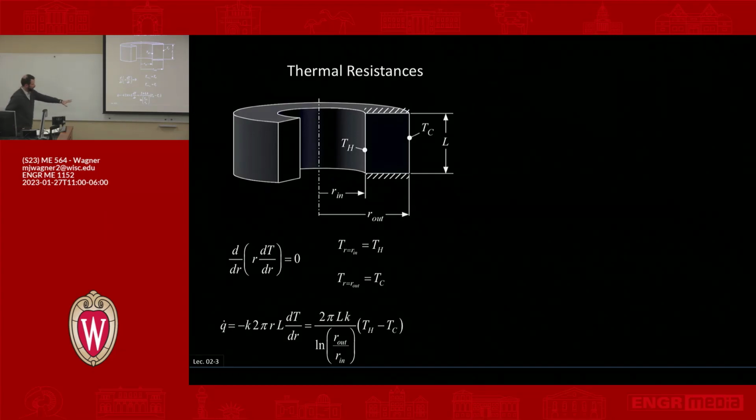We just decided that this is the heat flow equation. Our resistance is in the denominator, so you flip it and you get ln(R_out over R_in), 2 pi L k, (Th minus Tc), right? That's our heat transfer rate for this problem.